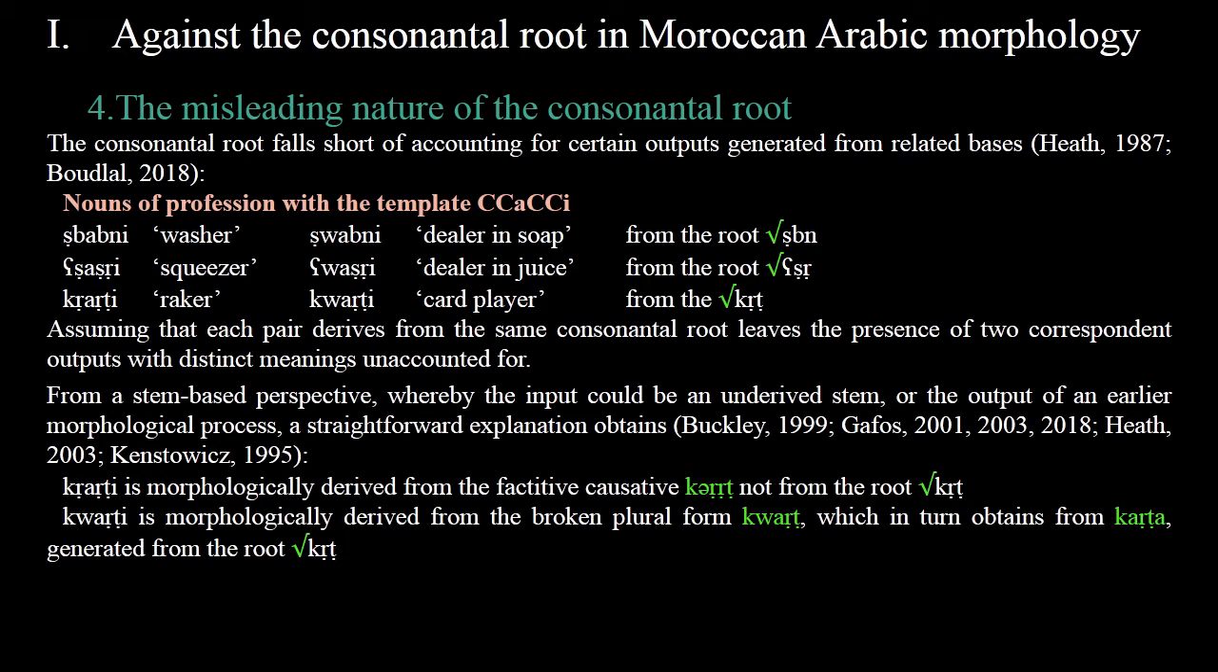Assuming that each pair derives from the same consonantal root leaves the presence of the two correspondent outputs with distant meanings unaccounted for, but from a stem-based approach whereby the input could be an underived stem involving lexical consonants and vowels, or simply the output of an earlier morphological process, it could be derivational or inflectional, a straightforward explanation obtains.